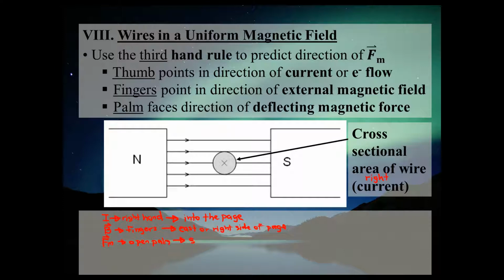The bottom of the page, in the 3D vector notation, we're going to call south or bottom of page. We're not going to refer to it as down. Down would actually be the direction of current. That'd be vertically downward. Vertically downward would be into the page.